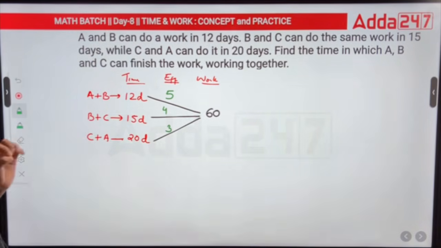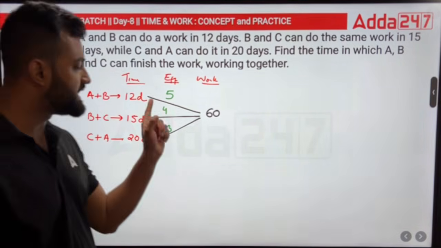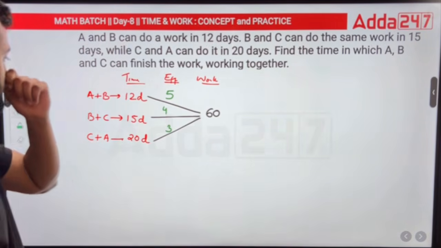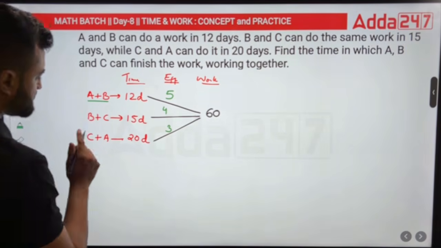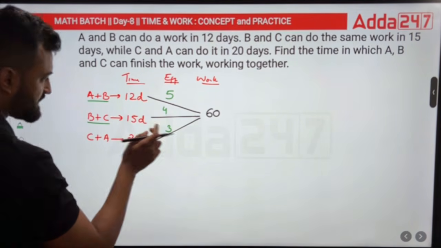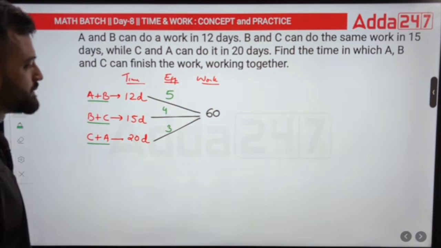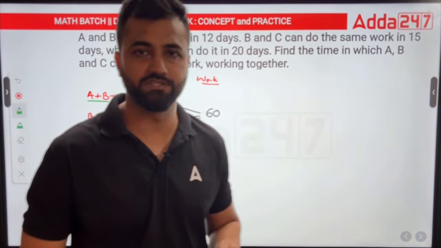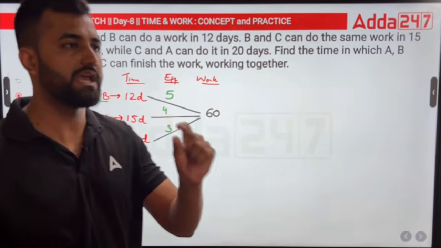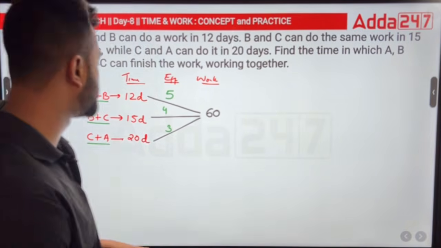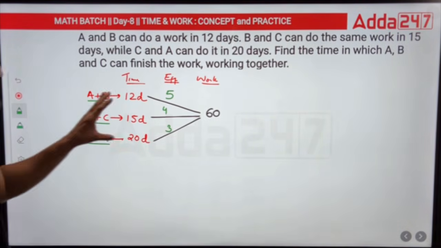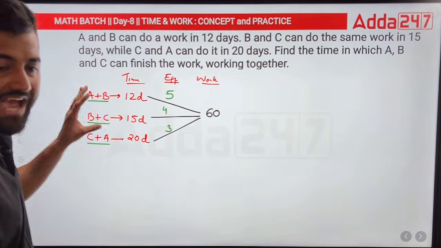Now see my friend, this is not the individual efficiency of A, B and C. This efficiency is for A and B. This efficiency is for B and C. This efficiency is for C and A. But we have to get the efficiency of A, B and C. So in order to do that, remember this step. Whenever you get such a question, you just add them up.